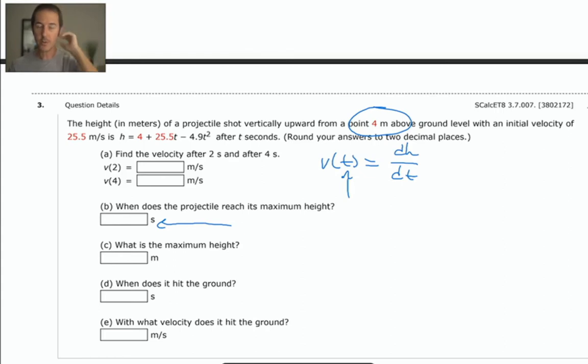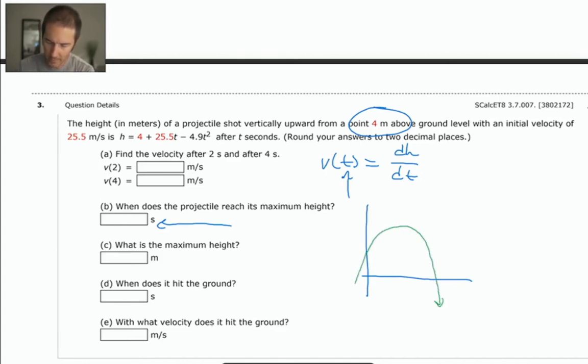Your options are to use the quadratic formula, which will work. I don't think that you want to try to factor that equation. Negative 4.9t squared plus 25.5t plus 4. Factoring that would be a bit of a nightmare. Your other option is to use a grapher. And if you graph that function, your flight path is going to look something like this.